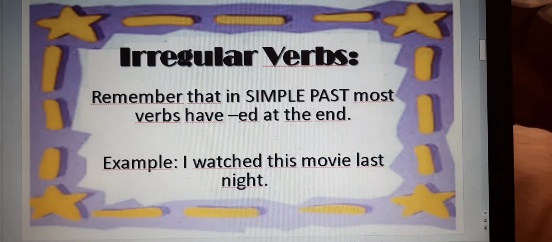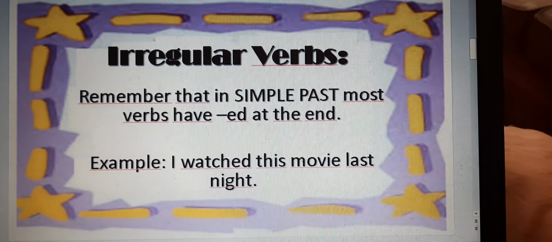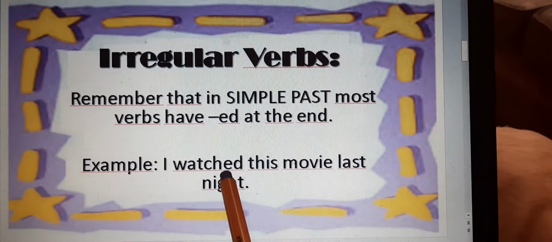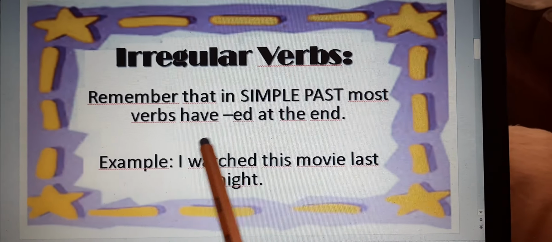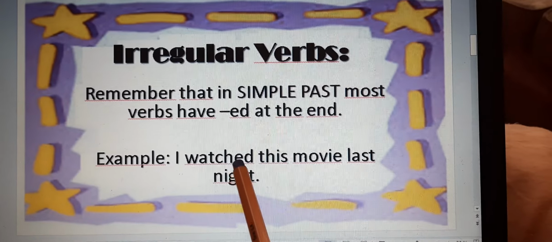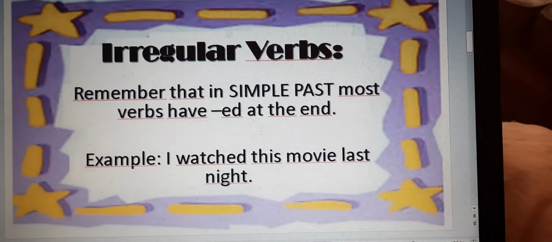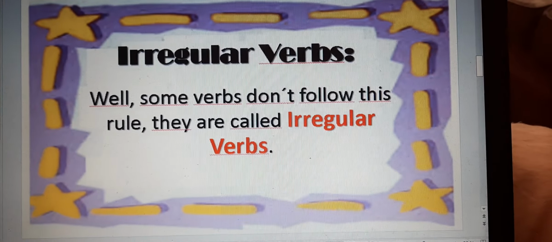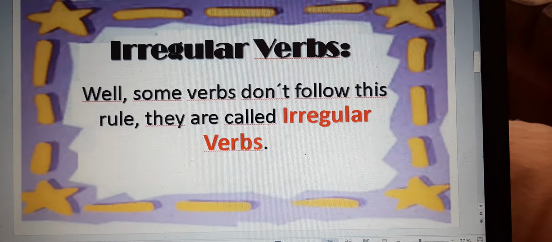Remember that in simple past, most verbs have -ed at the end. For example, I watched this movie last night. The main verb is in simple past and it finishes in -ed. Well, some verbs don't follow this rule and they are called irregular verbs.